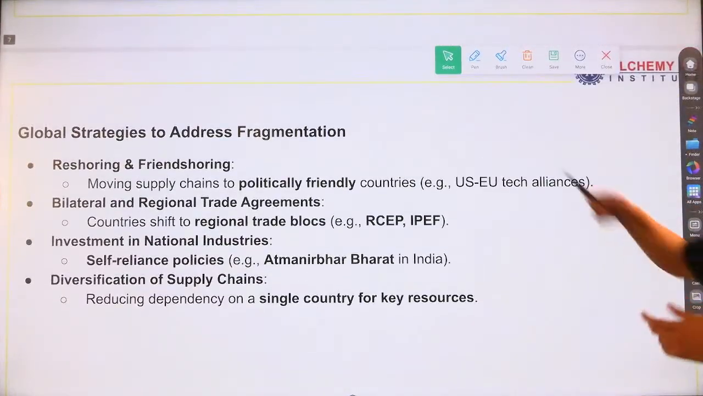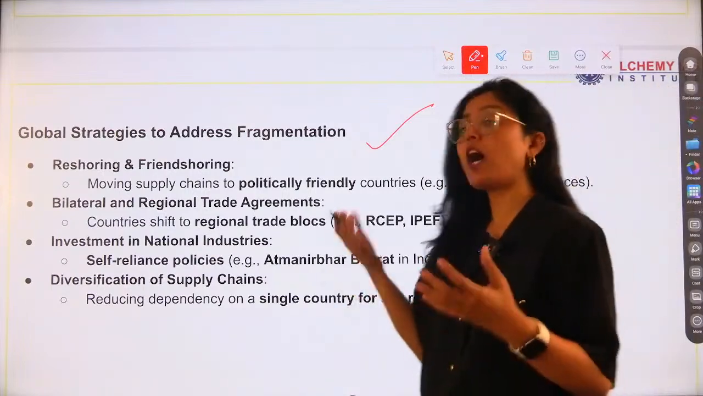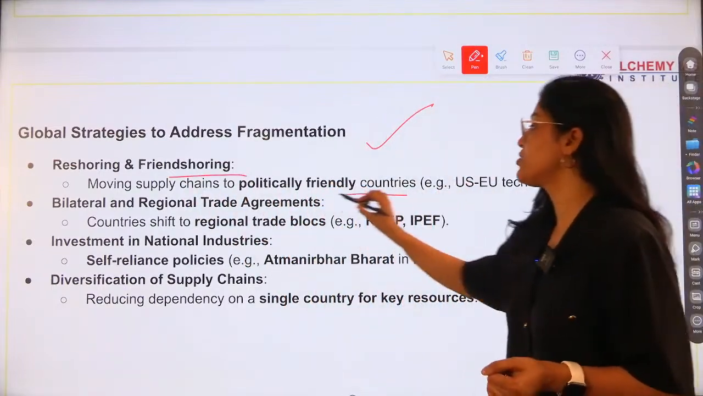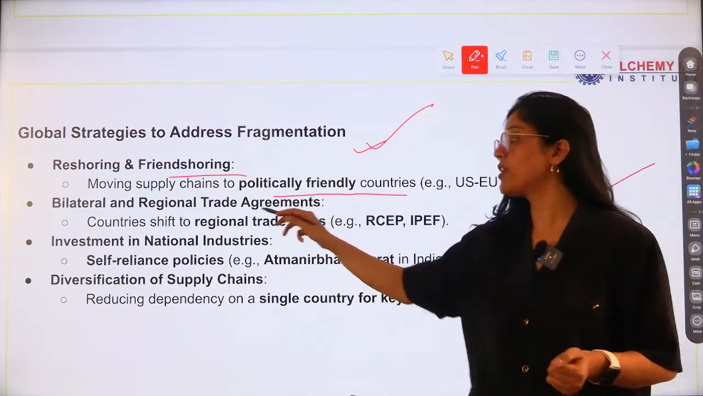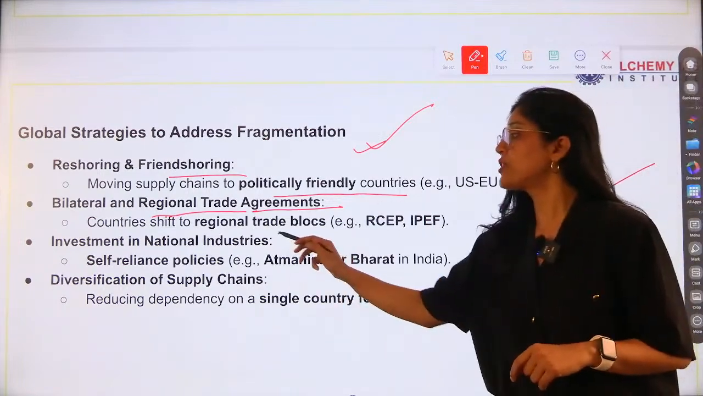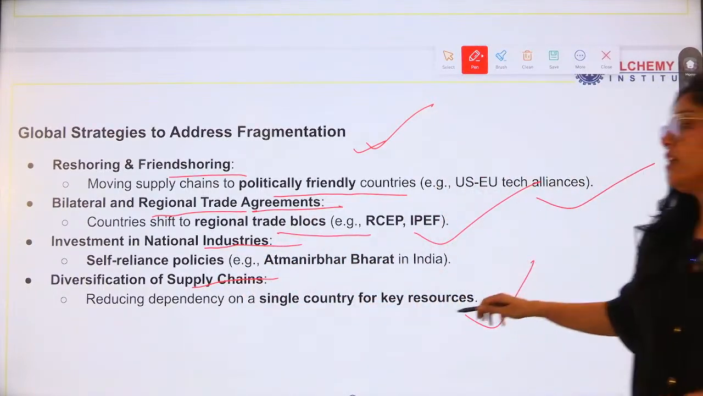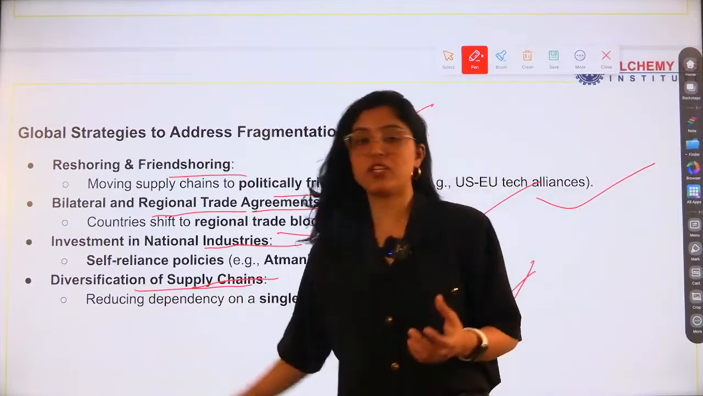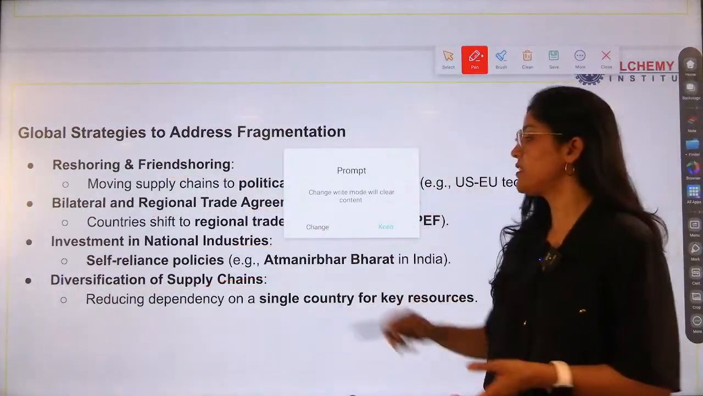Now, global strategies to address this GEF, global economic fragmentation. What will be the strategies? How can we address this? So, reshoring and friendshoring, moving supply chains to politically friendly countries. These are the strategies to address fragmentation. Bilateral and regional trade agreements are the second suggestion. Strategy: countries shift to regional trade blocs, investment in national industry, and diversification of supply chain. This will reduce dependency on a single country for key resources. Diversification diversifies the supply chain, so one-country dependency will not be there.